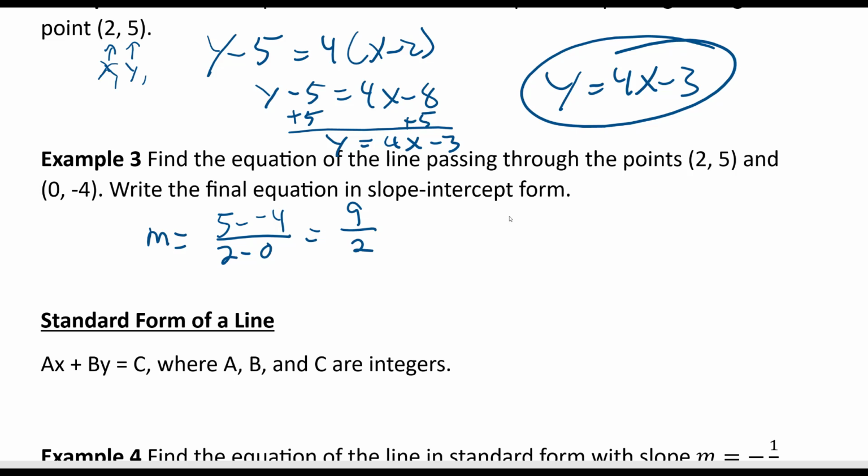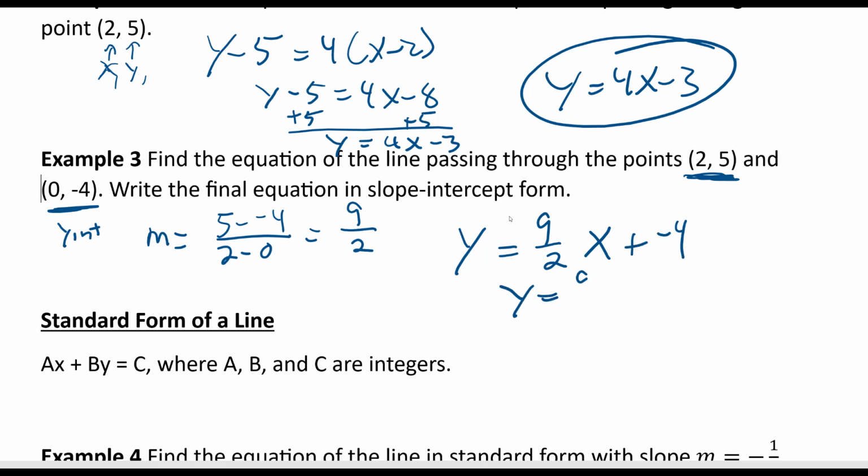Now, we can use this (2, 5) and the point-slope form to get it, or we can recognize this is the y-intercept, so we can save ourselves some time. Right, y equals 9/2 x plus -4, or y equals 9/2 x minus 4. So that's our slope-intercept form.